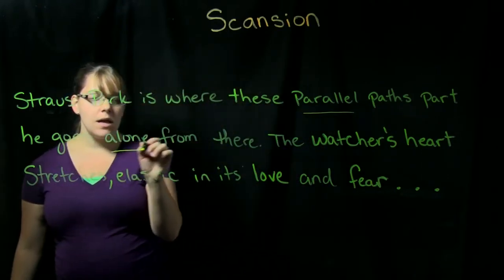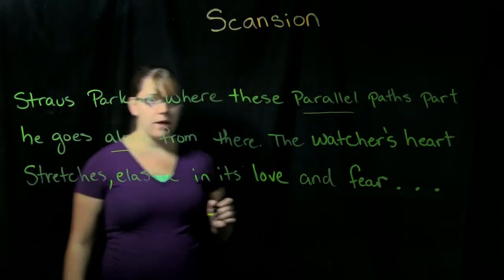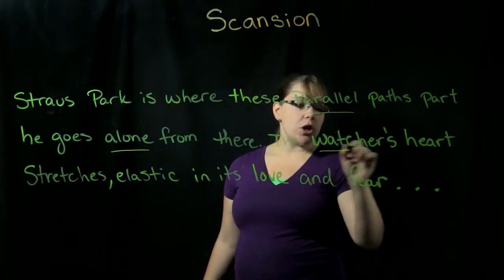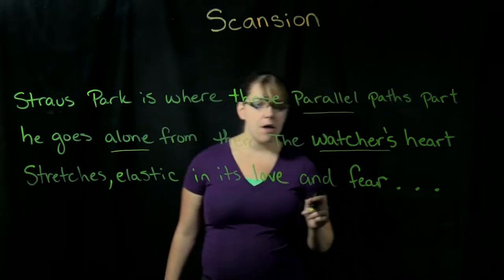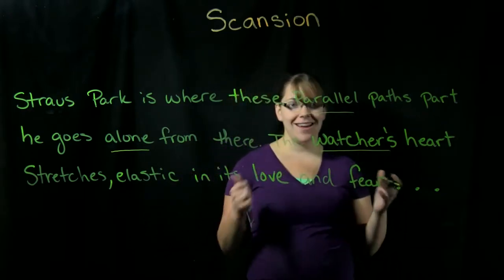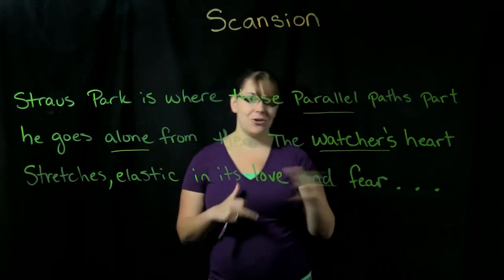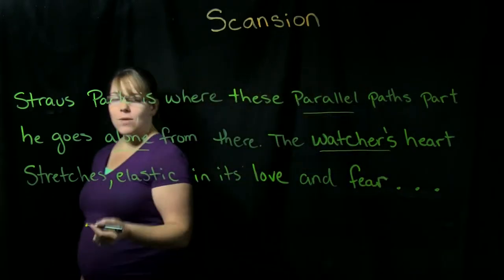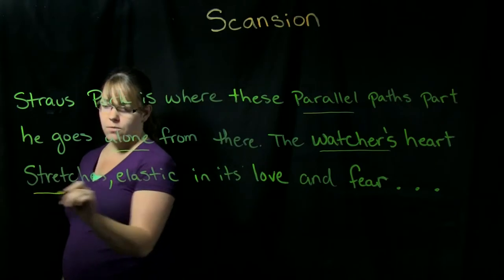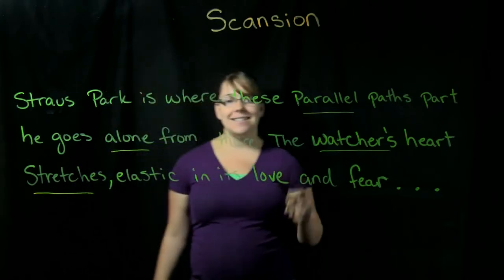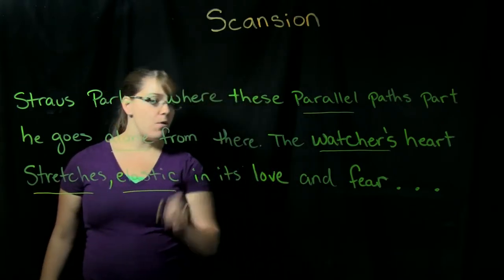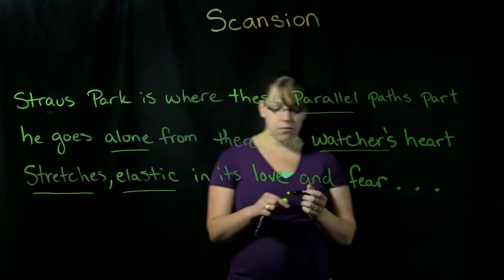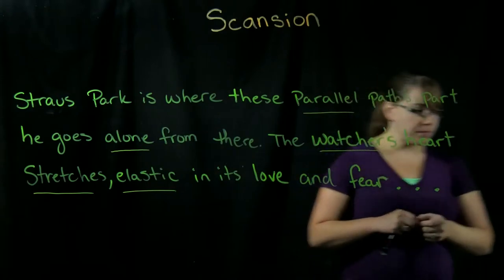Alone has two syllables, right? Alone. The watcher, right? Watcher, that has two. Maybe you used the clapping method when you were a kid, right? Watcher, how many times can you clap while pronouncing the word? Over here we have stretches, that's a two-syllable word. We have elastic, that's a three-syllable word. So these are the words that we're gonna start with as we prepare to scan the poem.